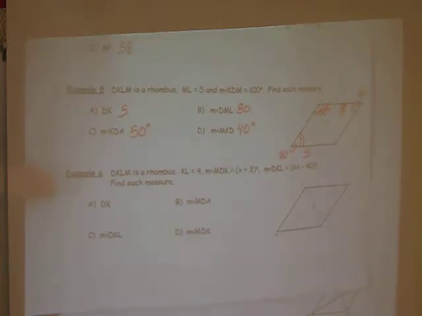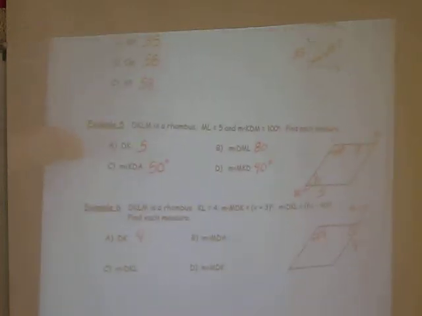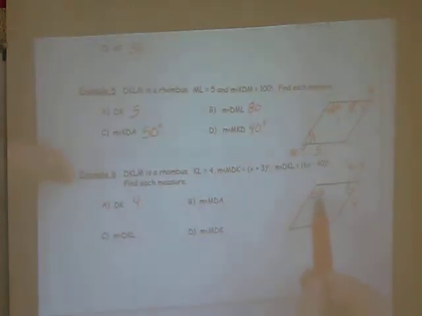And the last example, we know that KL is 4. Angle MDK is x plus 3. And angle DKL is 6x minus 4. First of all, finding DK. This is a rhombus, so all 4 sides are congruent. So that side is also 4. And to find the other pieces, we first of all have to figure out x.